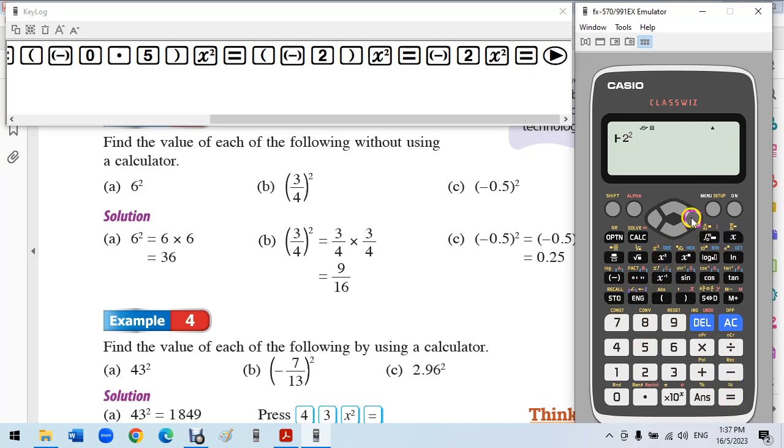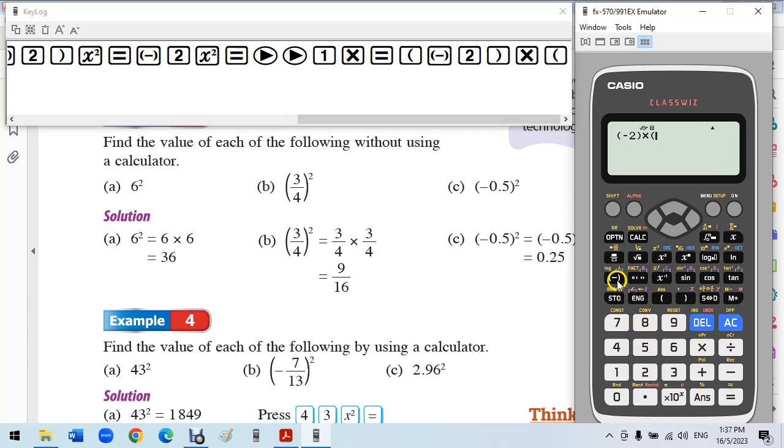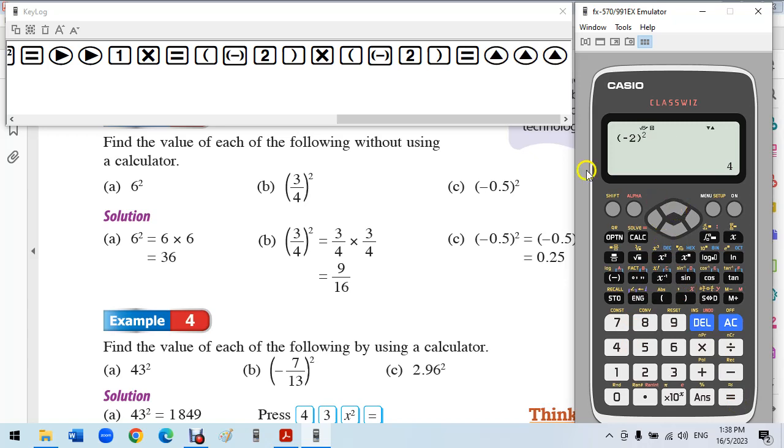Okay, so what the calculator does is negative 1 times 2 square. Okay, but if we have the bracket negative 2 square, it is actually negative 2 times negative 2. Okay, so make sure that you do put the bracket for the square.